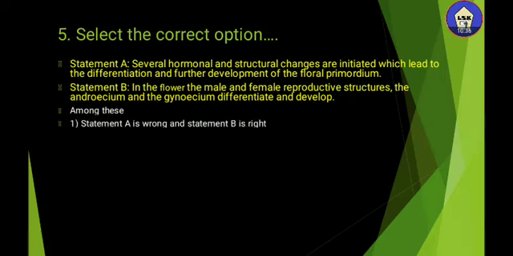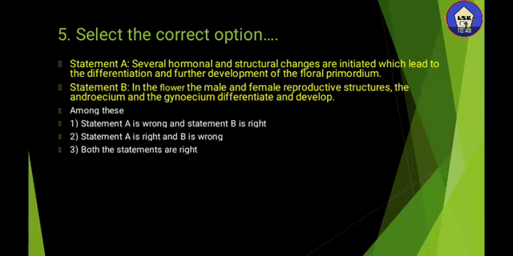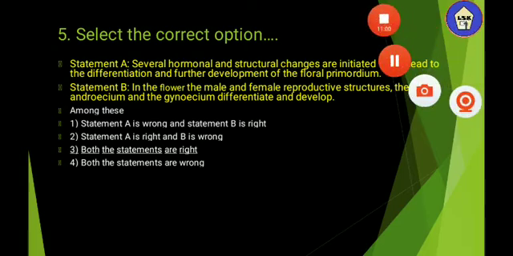Let us see the options. Statement A is wrong, statement B is right. Definitely this option is wrong. Option 2. Statement A is right and B is wrong. Again, this option is also wrong. Option 3. Both the statements are right. So definitely this is the right answer. And option 4, both the statements are wrong. Definitely this option is wrong. So option 3 is the right answer.